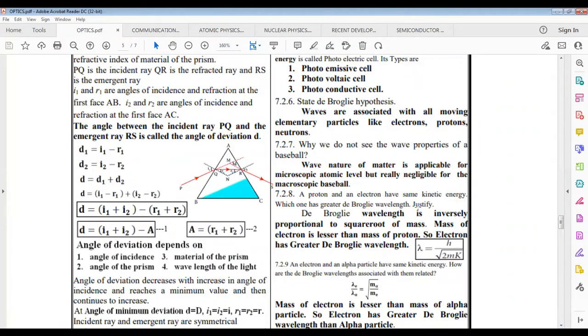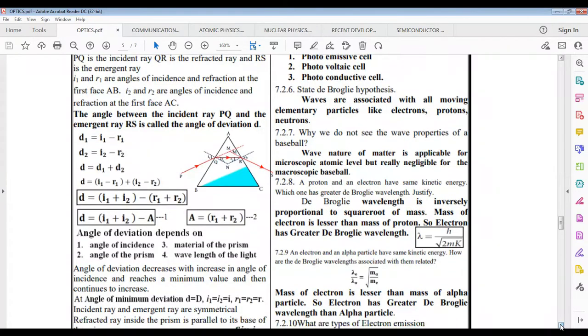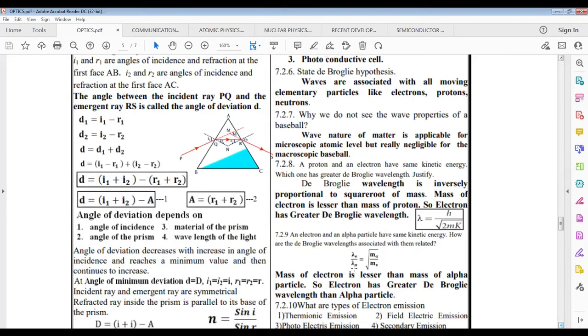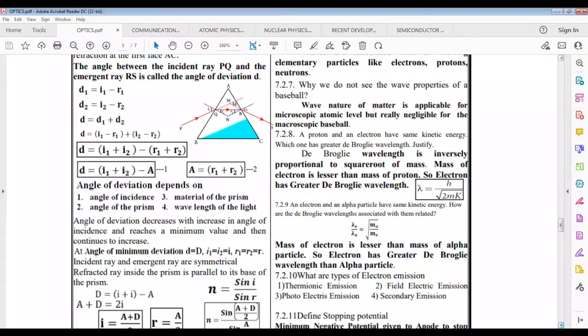For the same kinetic energy, which one has greater wavelength? Whichever has lesser mass will have the greater de Broglie wavelength. So lambda E by lambda A is root of (mA by mE). The mass of the electron is lesser than the mass of the alpha particle, very less when compared to it. So the electron has greater de Broglie wavelength.